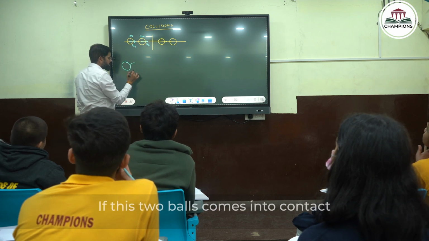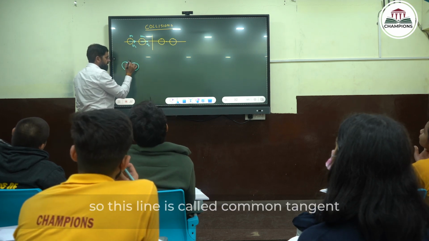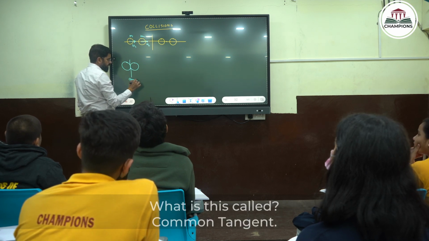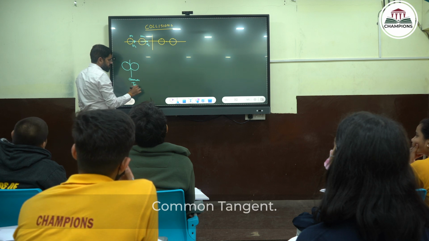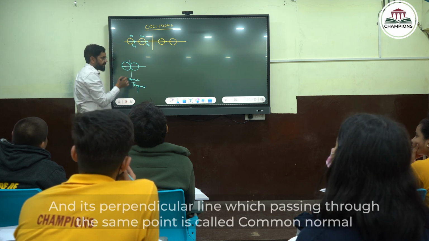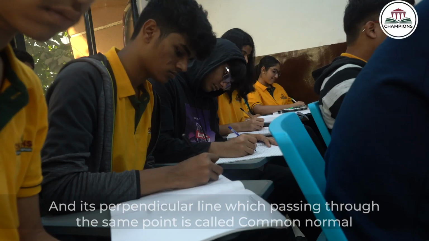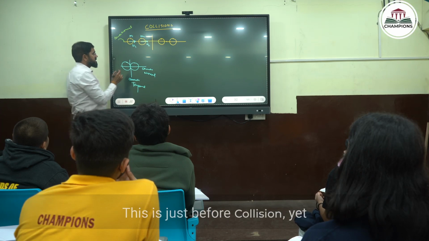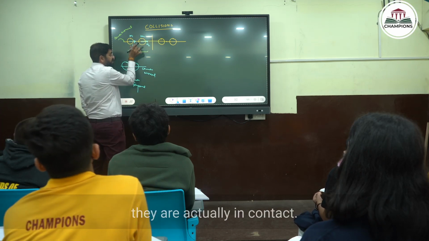अगर ये दो balls ऐसे contact में आते हैं, तो this line is called common tangent. क्या बुलाते हैं इसको? Common tangent. And इसके perpendicular line जो होती है, passing through the same point is called common normal. And the collision I am talking about, of which I have drawn here, this is just before collision. They are actually in contact.